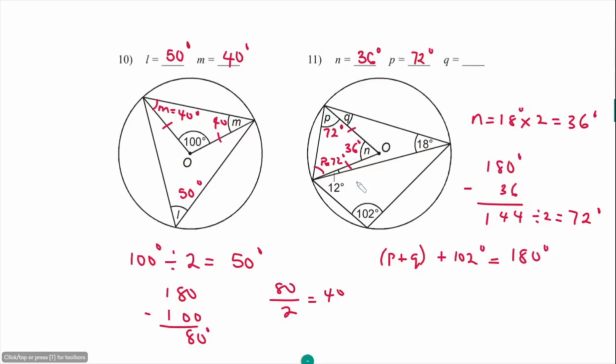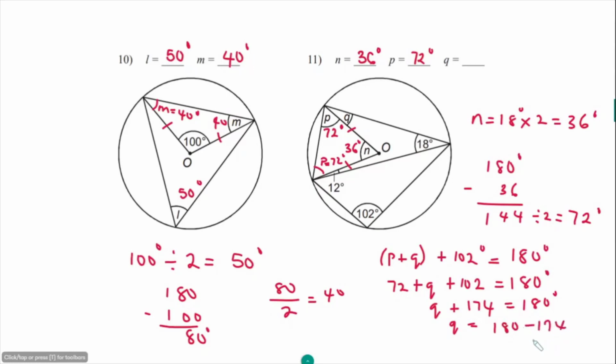Why? Because these are opposite angles of a cyclic quadrilateral. Now I already know angle P to be 72, so I have 72 plus Q plus 102 equals 180 degrees. If I add up 72 plus 102, I have 174 degrees, and we need to get to 180. To get angle Q, you subtract 174 from 180, and that's going to give you 6 degrees. So angle Q is actually 6 degrees.